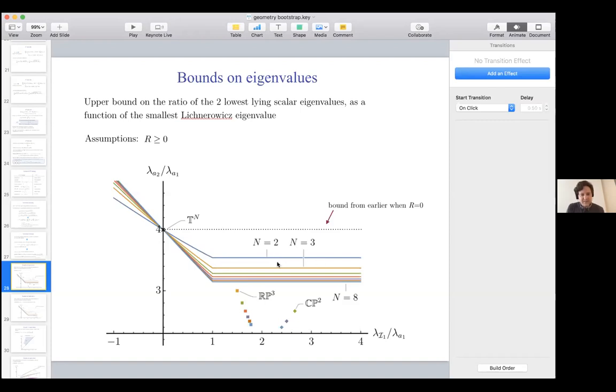The various lines here are the various dimensions of the internal manifold. And these points down here are some actual examples that we can explicitly calculate: real projective space and complex projective space, and I'll show you the spheres later. We get an interesting kink here, just like the conformal bootstrap people do. We don't know if there's anything interesting happening at that kink or whether it's just an artifact, but we'd like to know if there are any interesting manifolds that we don't know about at that kink. There are very few manifolds where we can actually calculate the eigenvalues explicitly. Basically, it's just the spheres, the tori, and projective spaces, and that's it.